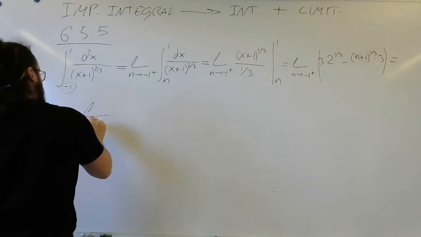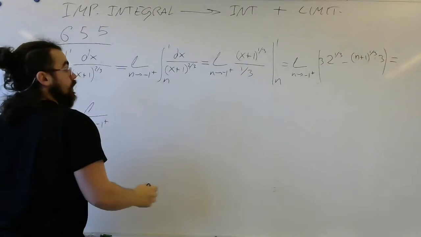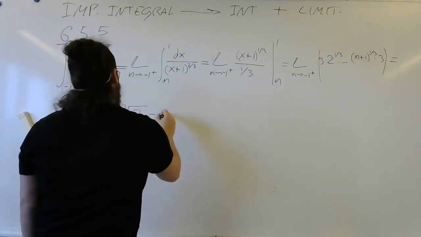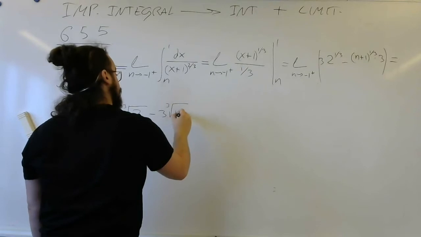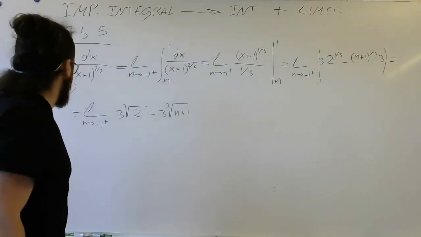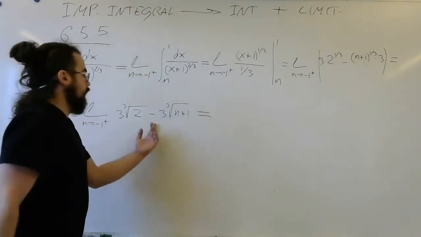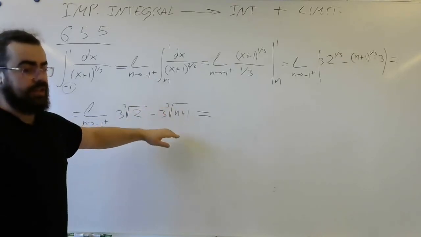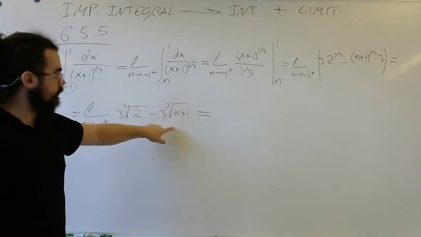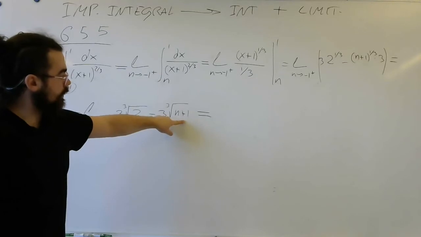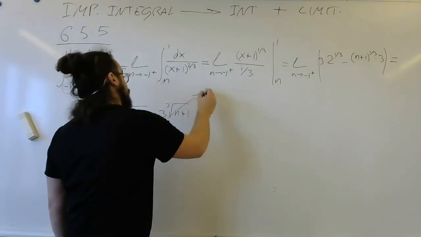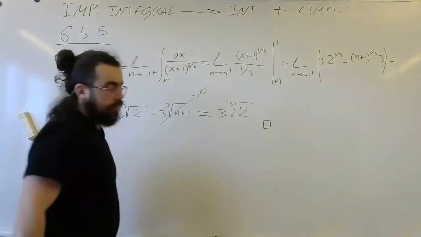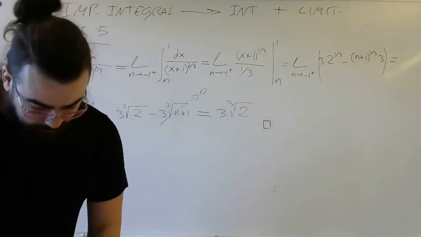So this is equal to the limit when n tends to minus 1 on the right of 3 cube root of 2 minus 3 cube root of n plus 1. Now, when x tends to minus 1 on the right, what happens here? We have the cube root of a positive amount, so it's positive. And what happens here? All this argument tends to 0, so it cancels out. And this is what we have. Lower bound 0, upper bound 2.